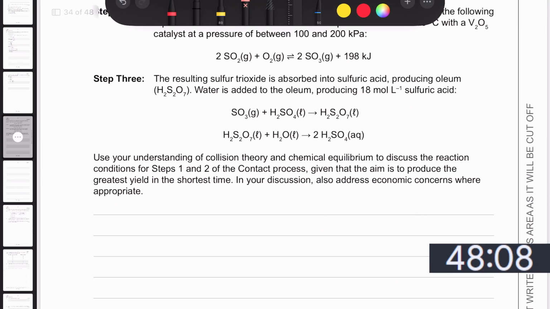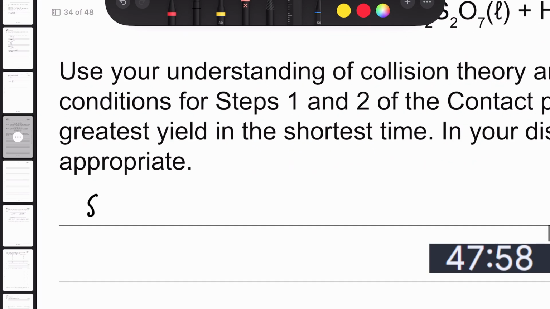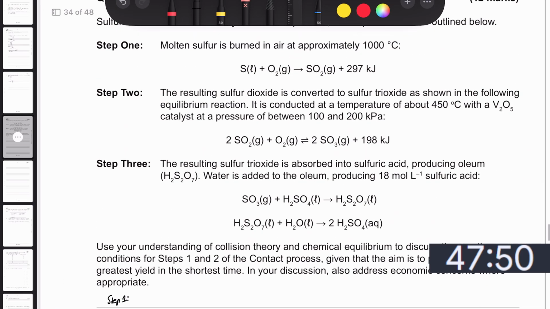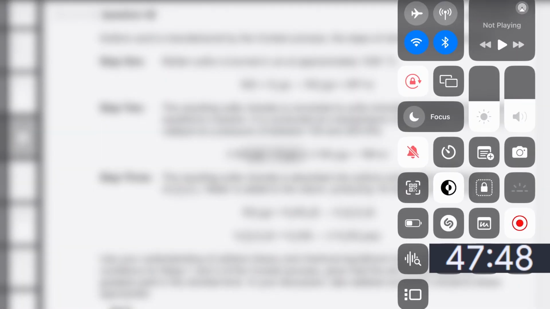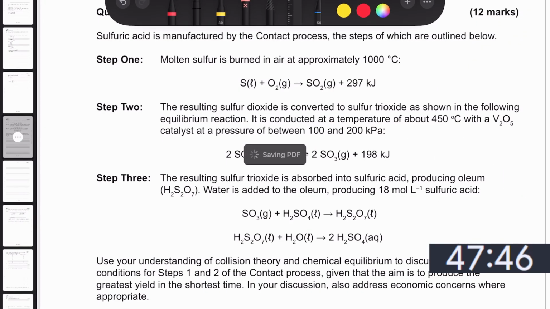Use our understanding of collision theory and chemical equilibrium to discuss reaction conditions for step 1 and 2 of the contact process to produce the greatest yield in the shortest time. So let's just talk about step 1. You could say as. Oh wait, hold on. Pause. Gotta put my timers up.